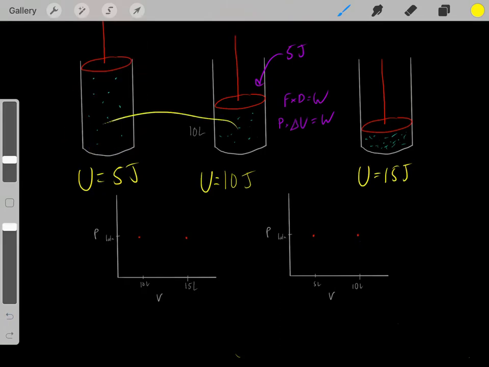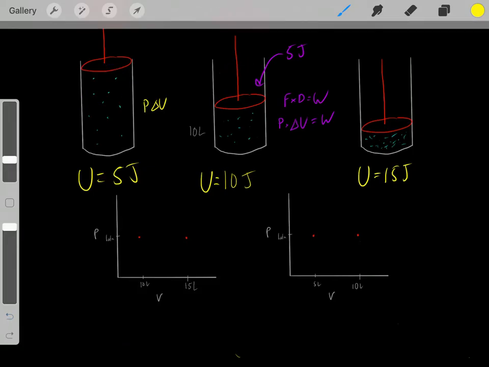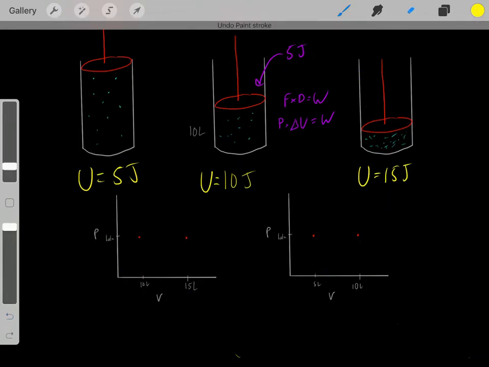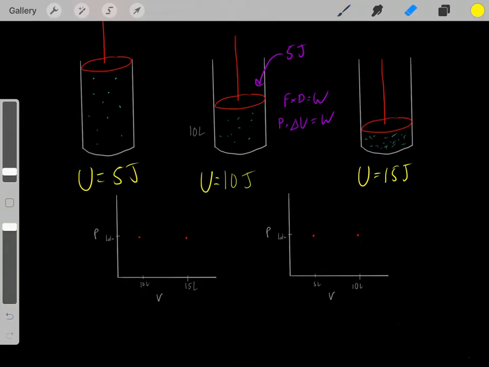And again, how do we find out how much internal energy it lost? Well, again, if we know the pressure times the change in volume, what this change in volume was, then we can determine how much work it lost and how much energy it lost. And again, in these situations, we're assuming that the pressure was constant, which kind of simplifies the math.